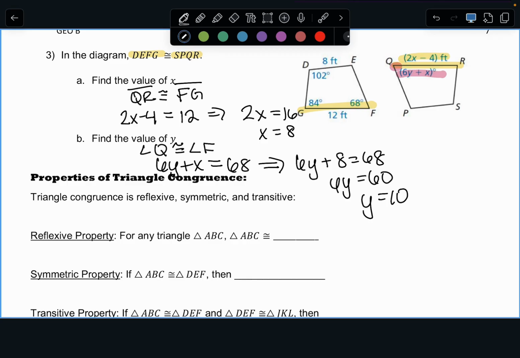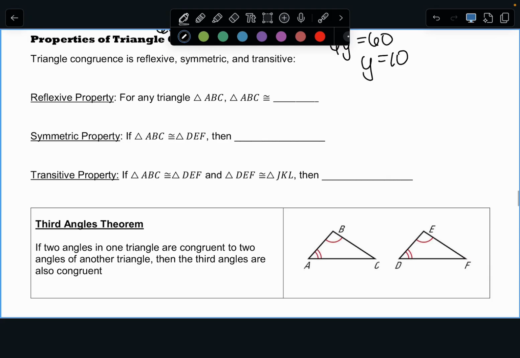However, we're going to start proofs a little bit. There will be one singular proof on your test, just an FYI, but we're kind of going to get started on them today. To do these proofs, we need to bring back some properties of congruence.